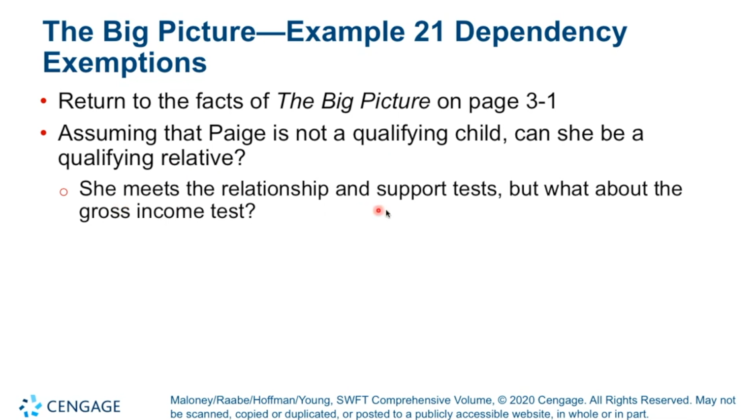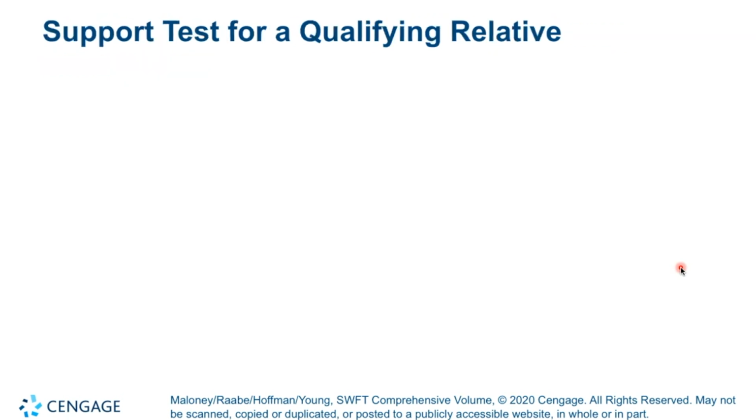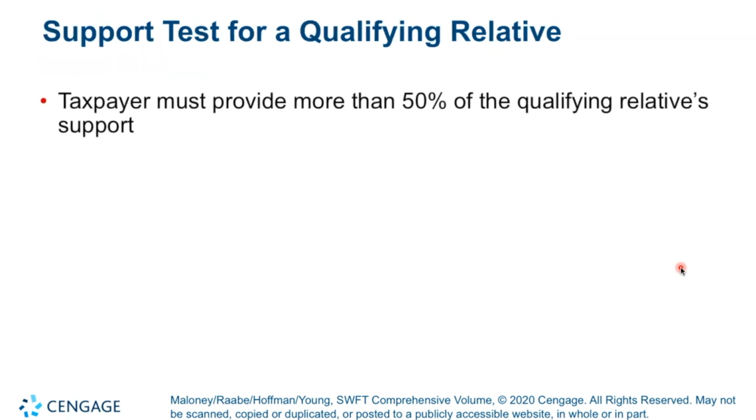So she meets the relationship and support test, but what about the gross income test? If the income from her part-time job is less than $4,200 in 2019, then she would qualify as a taxpayer's dependent.